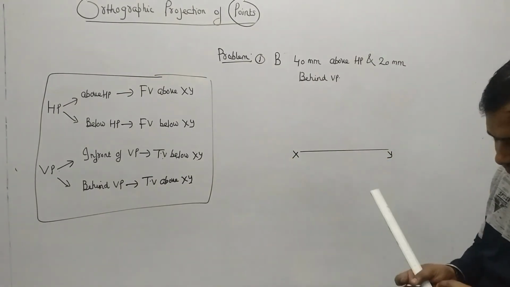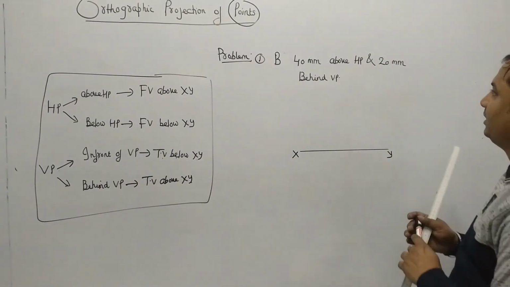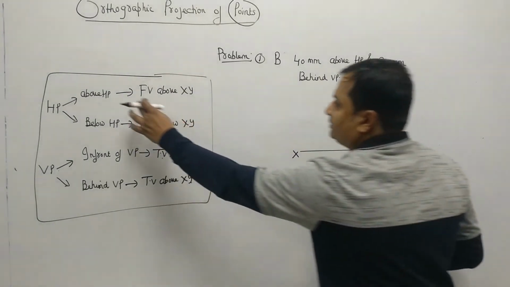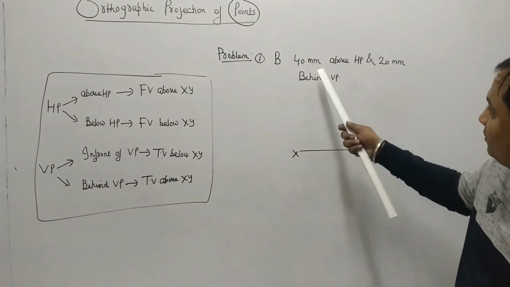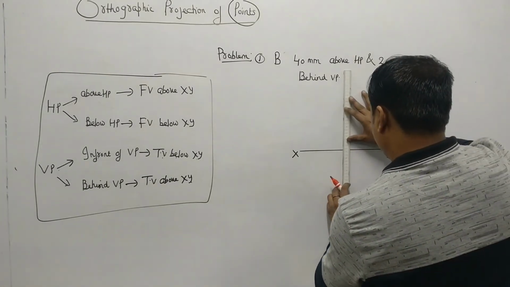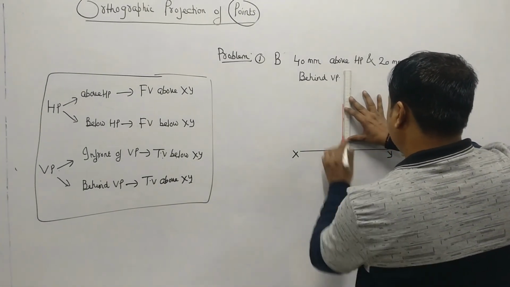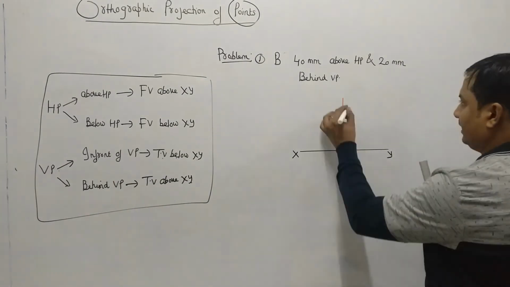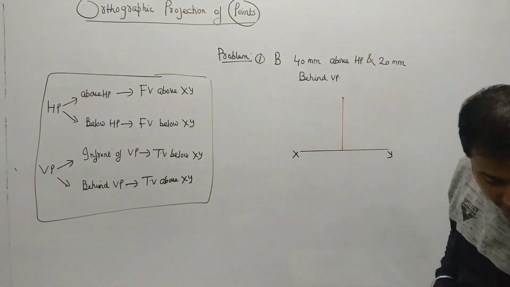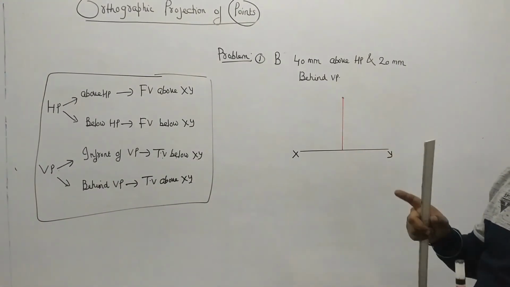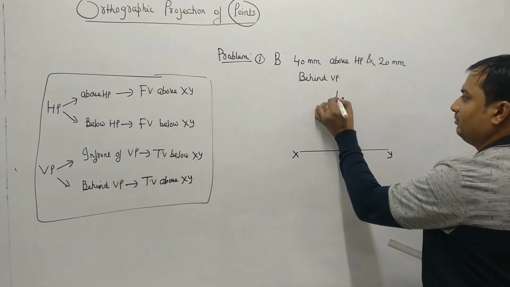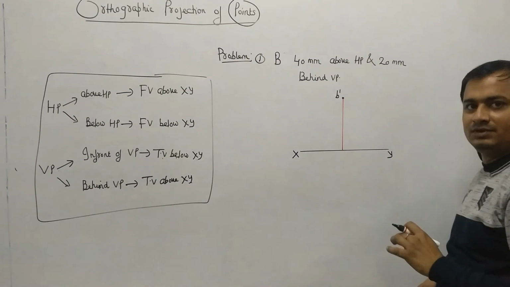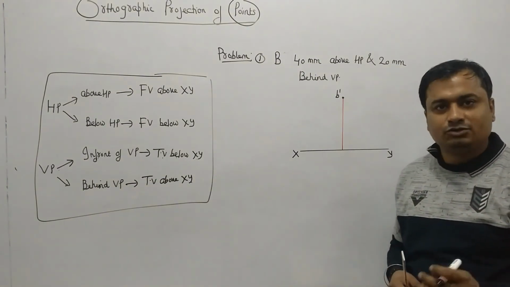Again coming back to the problem, it is given above HP. Above HP means front view should be above. It is fixed. So how much above? It is given to you 40 mm. So you will be moving 40 above XY like this, and this is the point. Now the name is capital B. This is very important here. So this point should be small b dash. This should not be capital B dash. This should be small b dash.